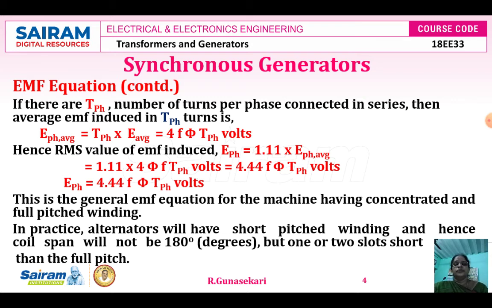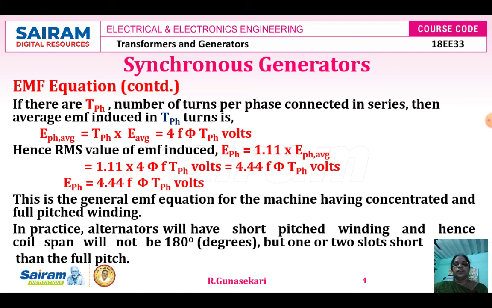Okay, so therefore the E phase, the RMS value of EMF induced per phase, is equal to 4.44 f phi T phase. This is the general EMF equation for the synchronous machine having concentrated and full pitched winding. We are assuming concentrated and full pitched winding. Already we studied, full pitched winding means what? That is the coil span is equal to pole pitch, equal to 180 degrees.